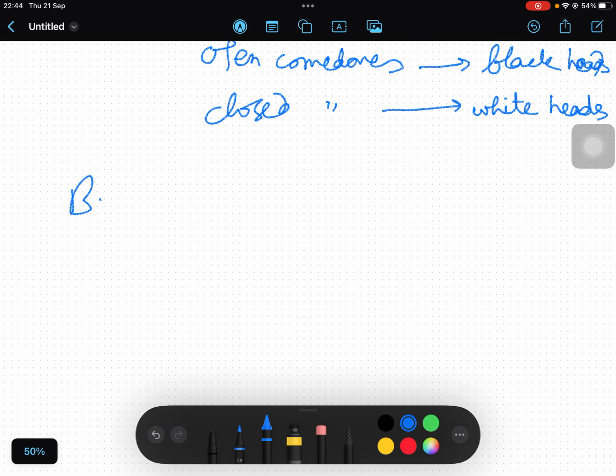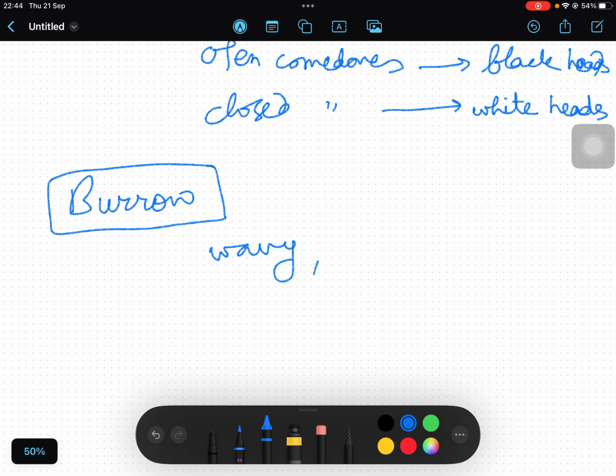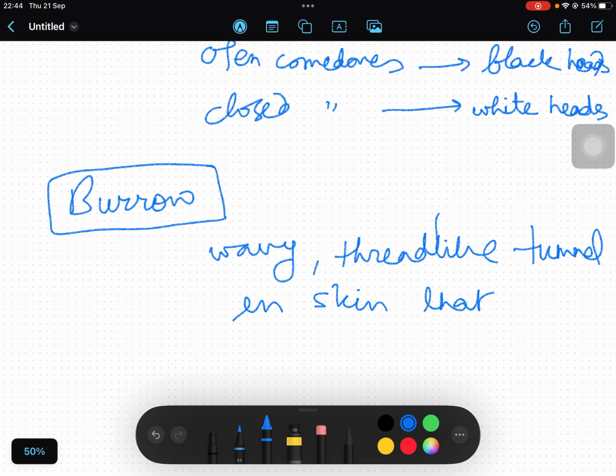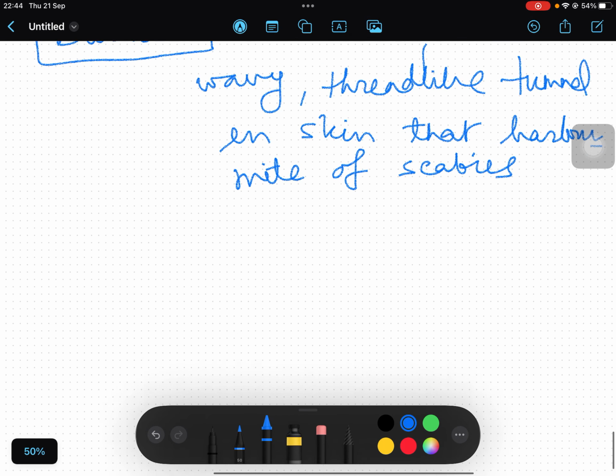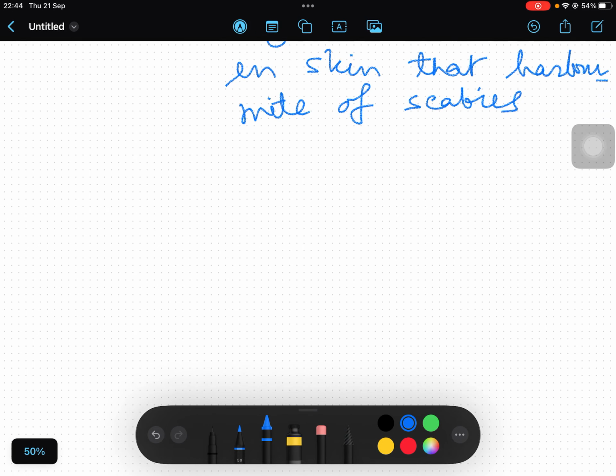Similarly, the other primary lesion is burrow. Burrows are wavy, thread-like tunnels in skin that harbor the mite of scabies. Okay, so burrows are wavy thread-like tunnels in skin that harbor the mite of scabies.